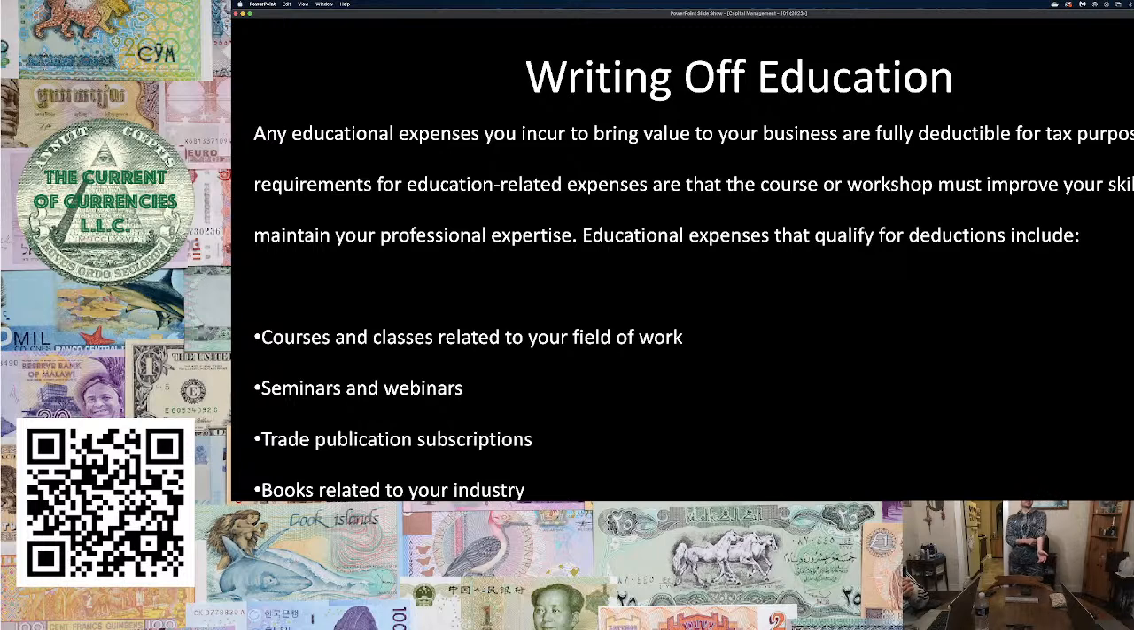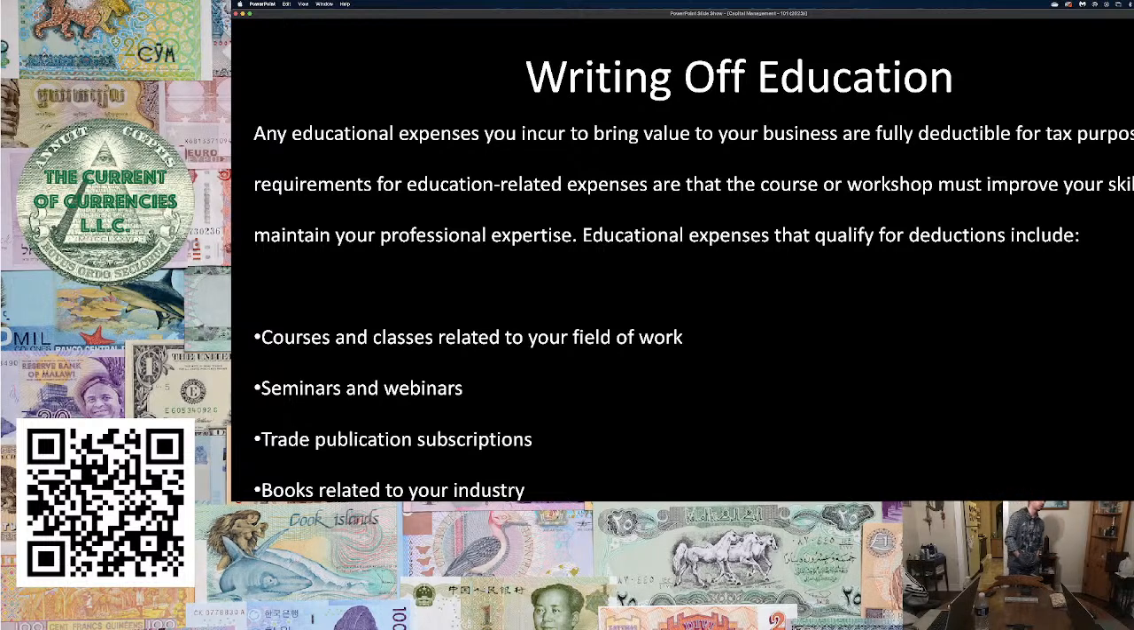So writing off education. Any educational expenses you incur to bring value into your business are fully deductible for tax purposes. The requirements for education-related expenses are that the course or workshop must improve your skills or help maintain your professional expertise. Educational expenses that qualify for deductions include courses and classes related to your field of work, seminars and webinars, trade publication subscriptions, and books related to your industry.